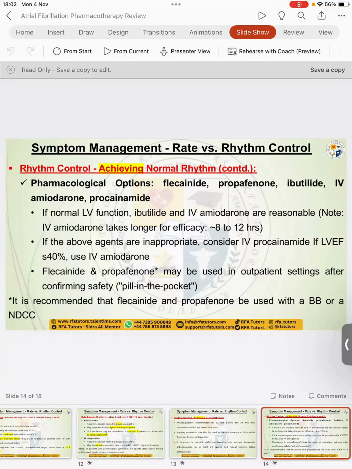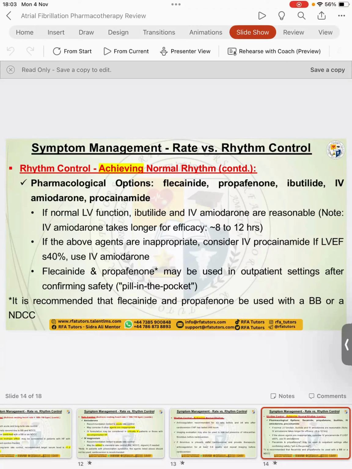As I said, rhythm control can be done by what we call chemical cardioversion, which is with medication, and these are medications used as antiarrhythmics. They work by acting on the sodium channel, which is responsible for the depolarization of the cardiac tissues. These medications include flecainide, propafenone, ibutilide, and procainamide, but in situations like LV dysfunction, or if the patient has a history of ischemic heart disease, then these medications are contraindicated.